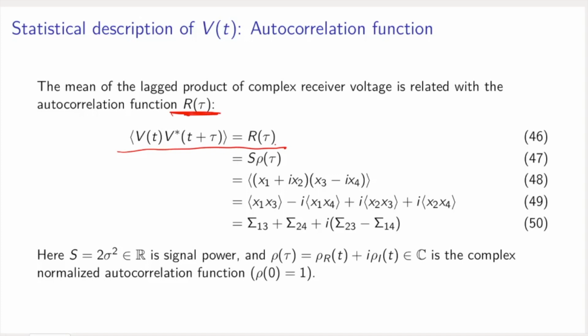We can express the autocorrelation function using signal power S and the normalized autocorrelation function rho of tau. The normalized autocorrelation function is a complex valued function which can be expressed using the real and imaginary components. When expressing the complex voltage using random variables x1 to x4, we can see that the autocorrelation function depends on the elements of the joint distribution, sigma.